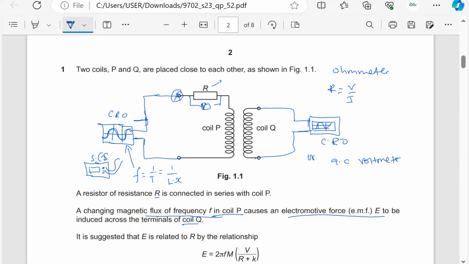So you could use an AC voltmeter instead of a CRO. But if I use a CRO and I want the induced EMF, of course I want V. The induced EMF is amplitude. So I'll get the amplitude from the length representing the peak of the cycle times the Y setting or the Y gain. That will give me the amplitude, which will be the induced EMF here. But for the AC voltmeter, you don't need to show any working for finding E. You just read the EMF from the AC voltmeter, just read the peak.